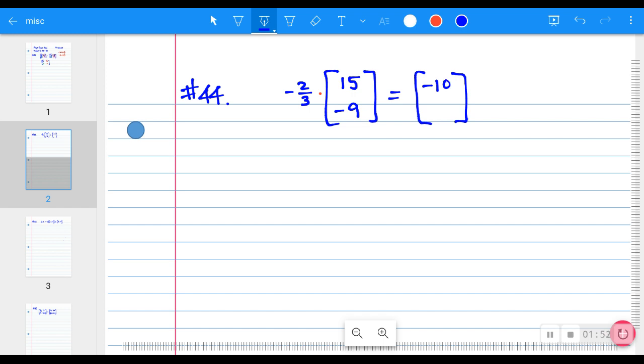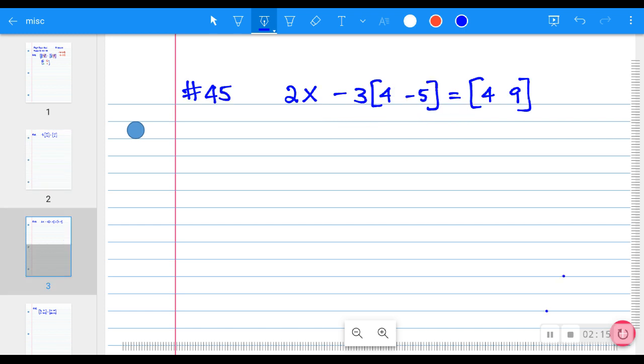We'll do the same with the bottom. We'll multiply by negative 2/3, which is first of all dividing by 3. Negative 9 divided by 3 is negative 3, times the negative 2 that remains there gives 6. Okay, so that one's done. All we did is multiply 15 by negative 2/3 and negative 9 by negative 2/3. Okay, problem 45. We've got some extra work here, quite a bit of work actually.